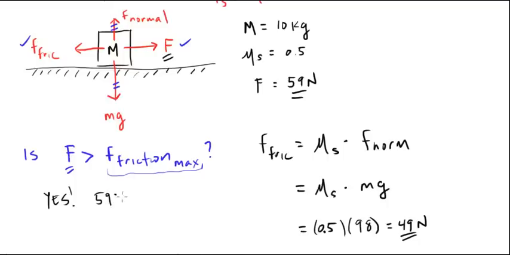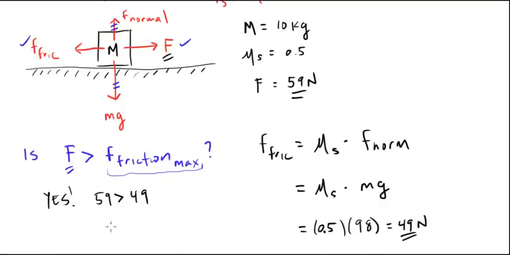59 is bigger than 49. So breakaway will occur and this thing will slide. Now, I want to bear in mind, the moment this thing begins moving, if I then asked you what's the acceleration, you couldn't say, if we were trying to find the acceleration of the block once it was in motion, we could not say that the net force is 10.